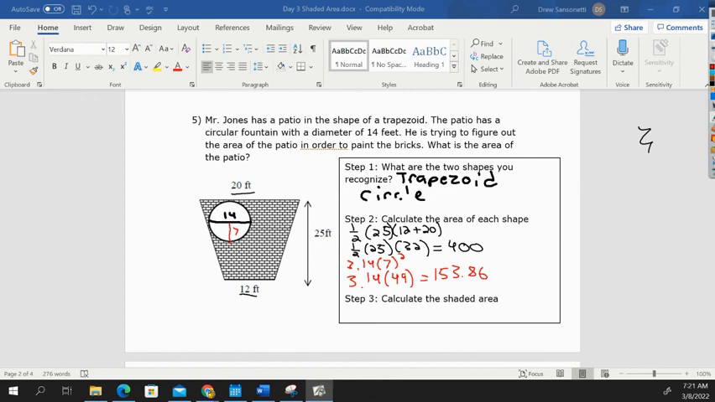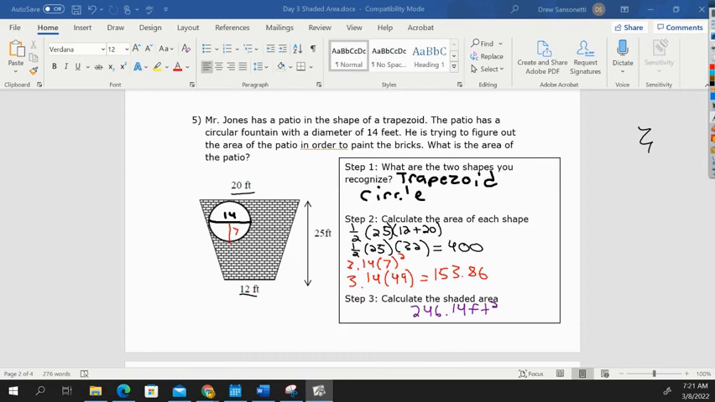So final step, just like before, we need to subtract those 2 numbers, right? There is a total of 400 if that circle wasn't there, but because it's there, we're going to take it out, and it was 153.86. And what will be left over will just be your answer. So let's go ahead and subtract that. And I got 246 and 14 hundredths. And we will say feet squared.